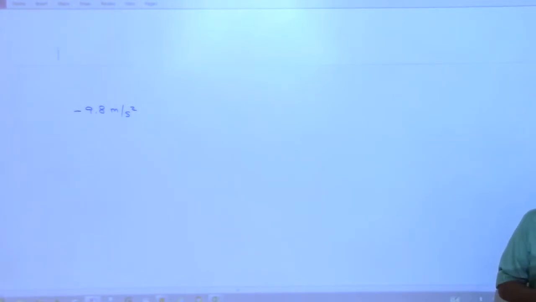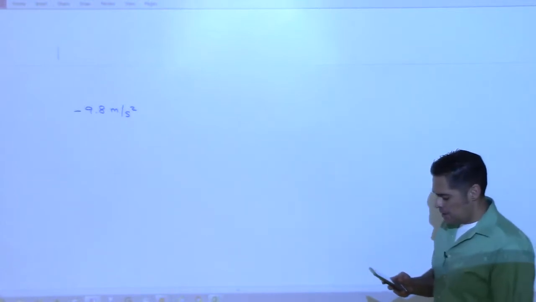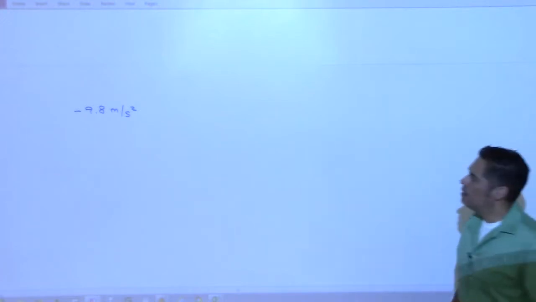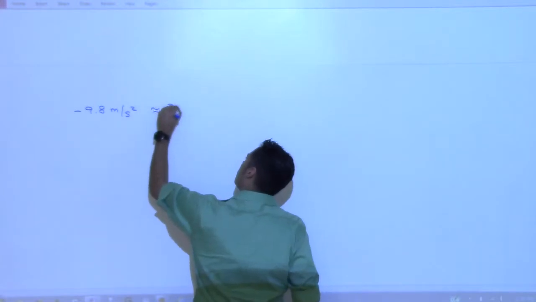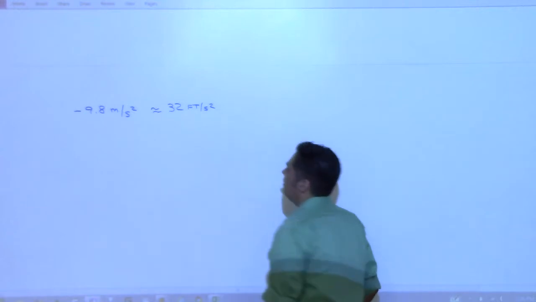Yeah, let me ask Google. 9.8 meters per second to feet per second. Oh, it didn't let me finish. 9.8 meters per second to feet per second. 32.1. Let's round it to 32, okay? This is approximately 32 feet per second squared, all right?